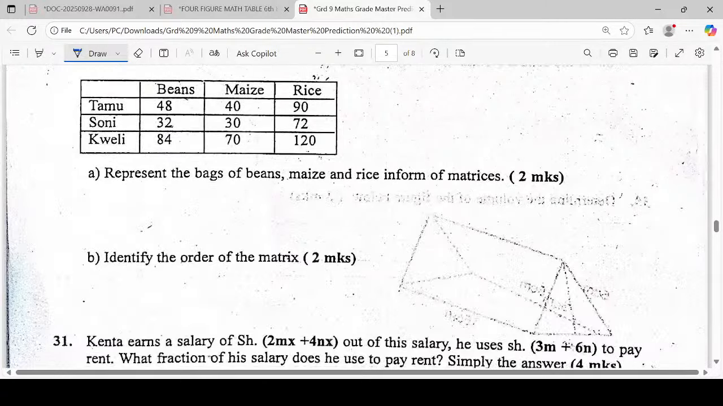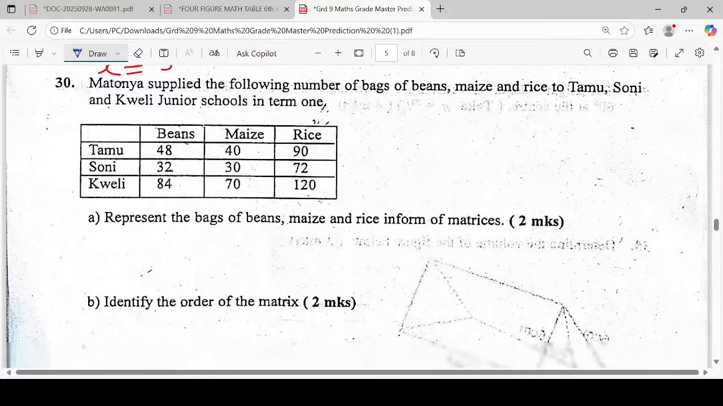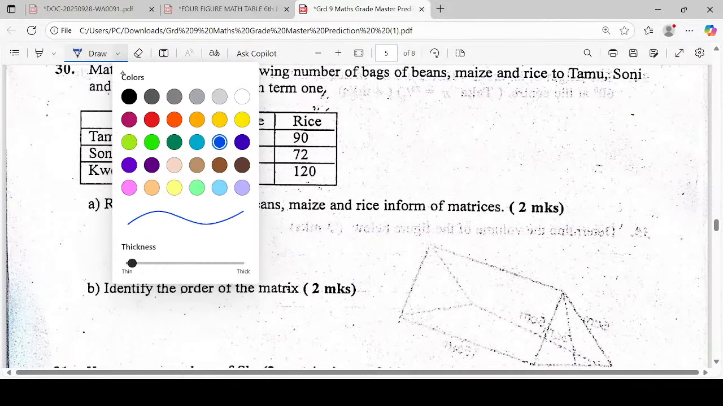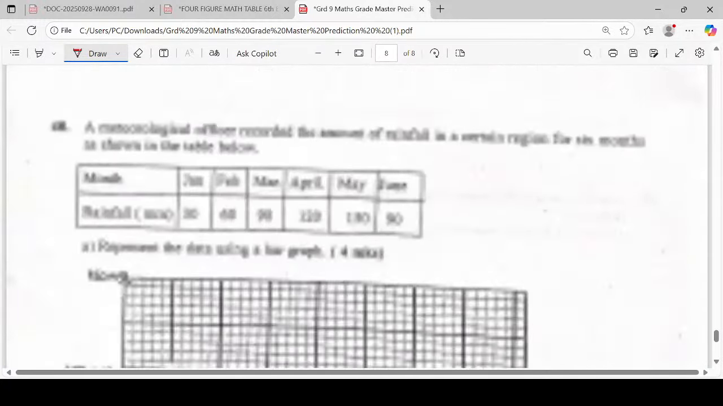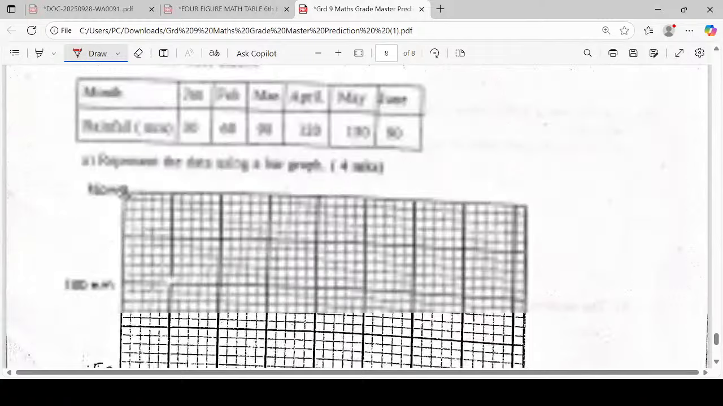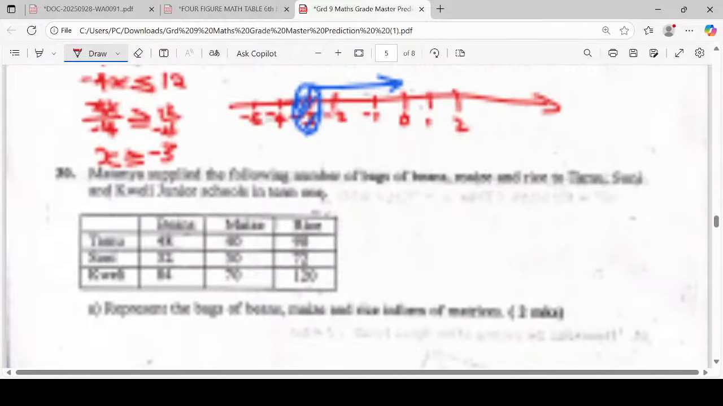Question number 30. Question number 30 of our discussion. Remember, learners, that the question paper goes up to question number 40. So we have 10 more questions to go.